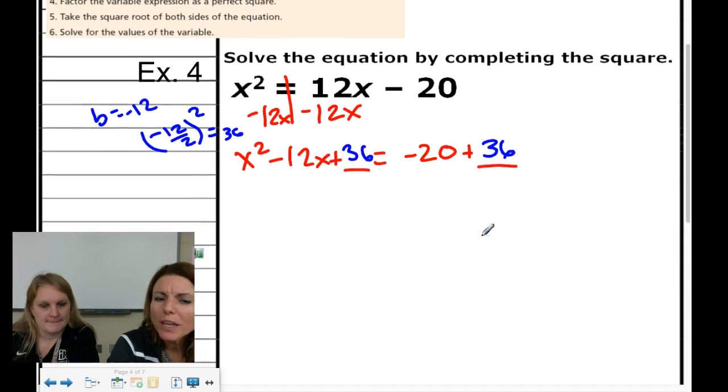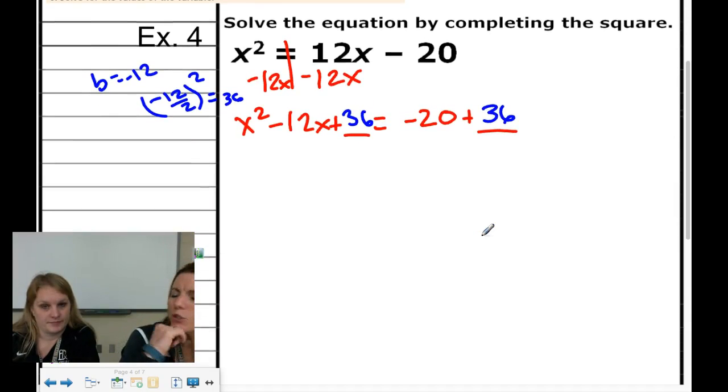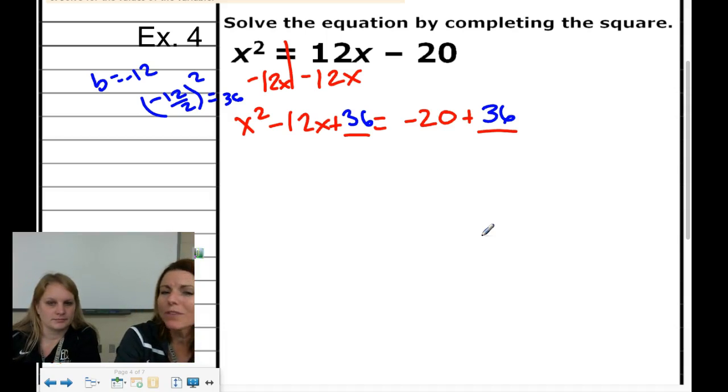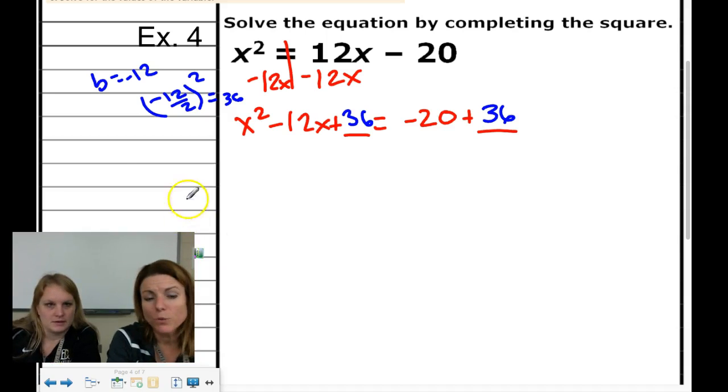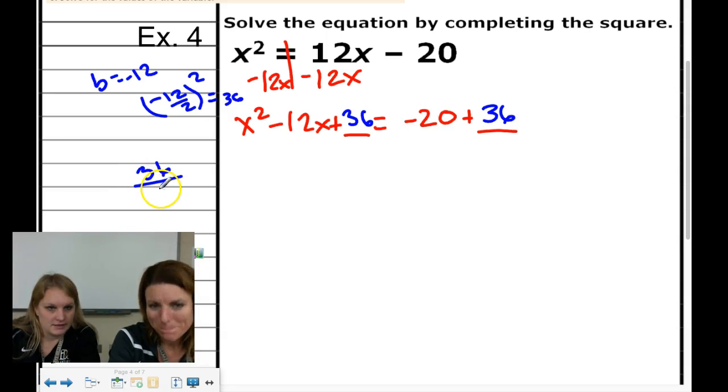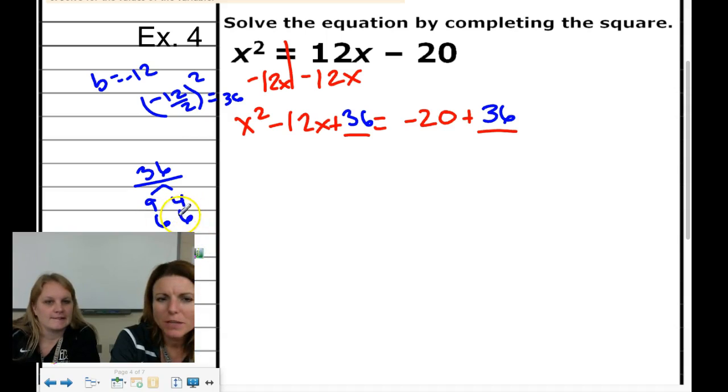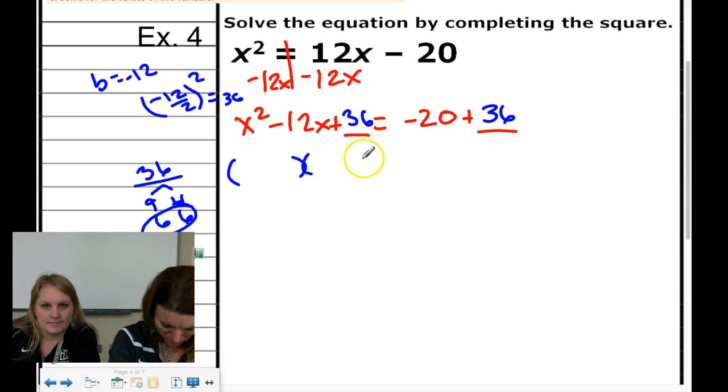Now look what we have. We've just developed a trinomial on the left-hand side that we can factor. So now we've made it into something that we can factor. We're kind of using completing the square and factoring at the same time. So we've got to factor 36. What multiplies to give us 36 and adds to give negative 12? Let's try 9 and 4. No, let's try 6 and 6. Ooh, that'll work. So we're going to use 6 and 6.